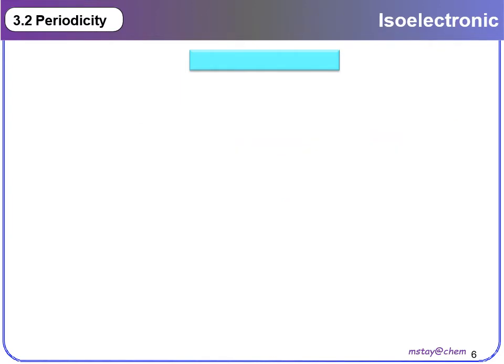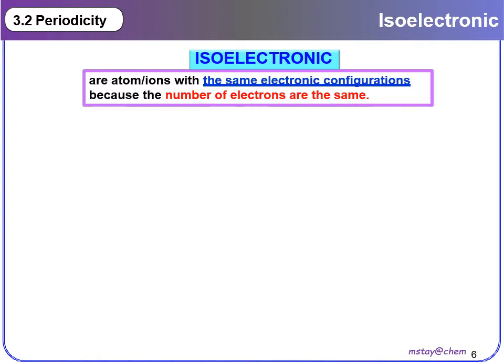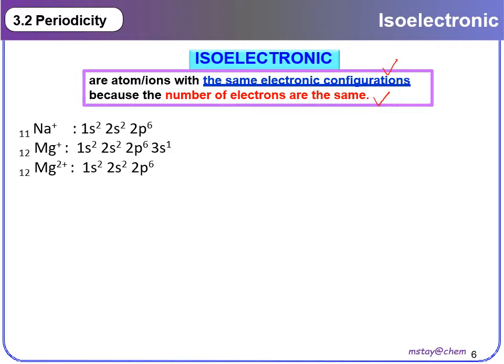Let's continue with the isoelectronic species. What is the meaning of isoelectronic species? Basically here, they can be atoms or ions that have the same electronic configuration because they have the same number of electrons. Look at the electron configuration given here.